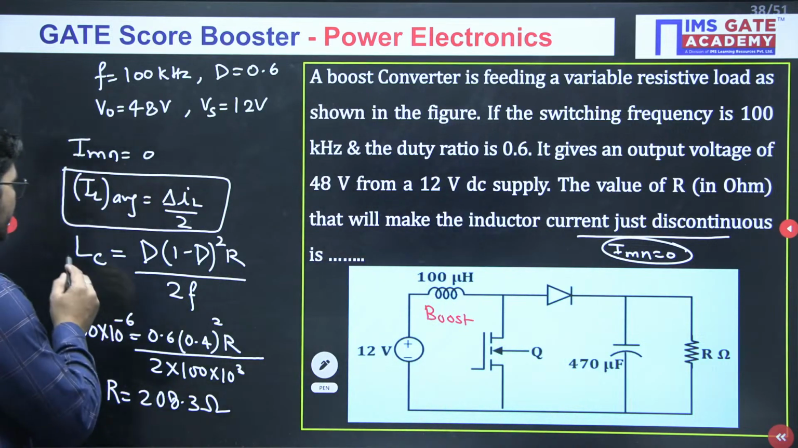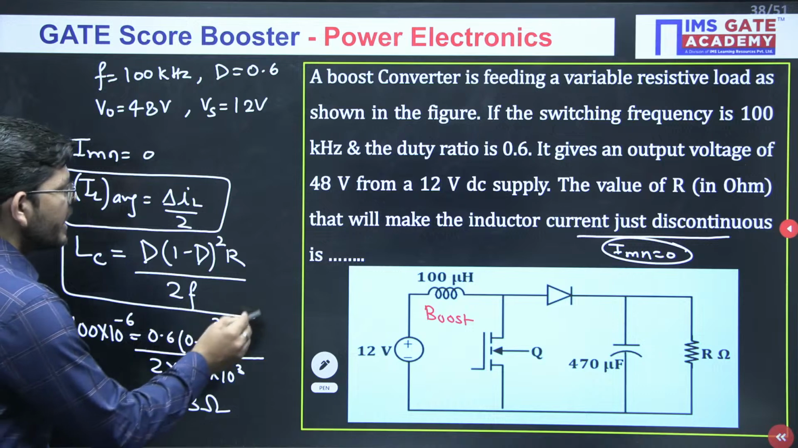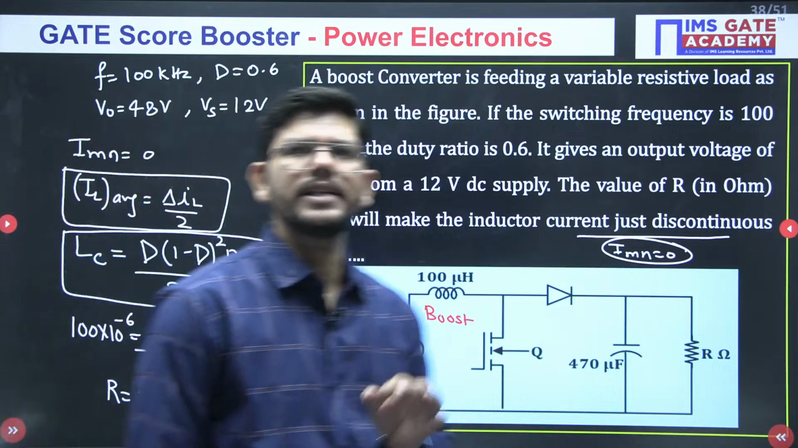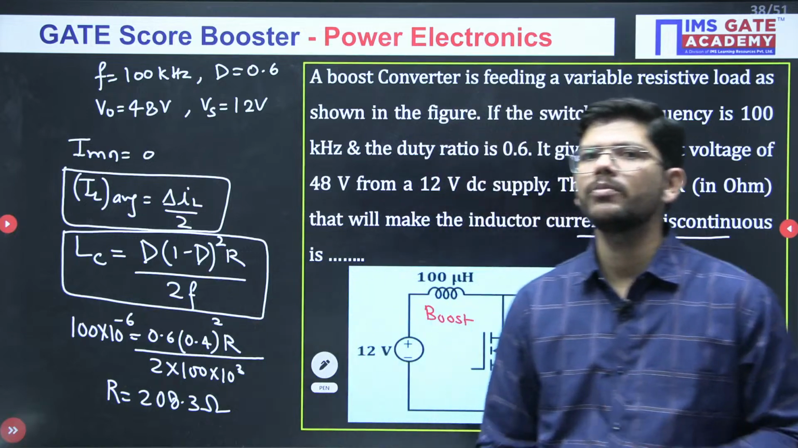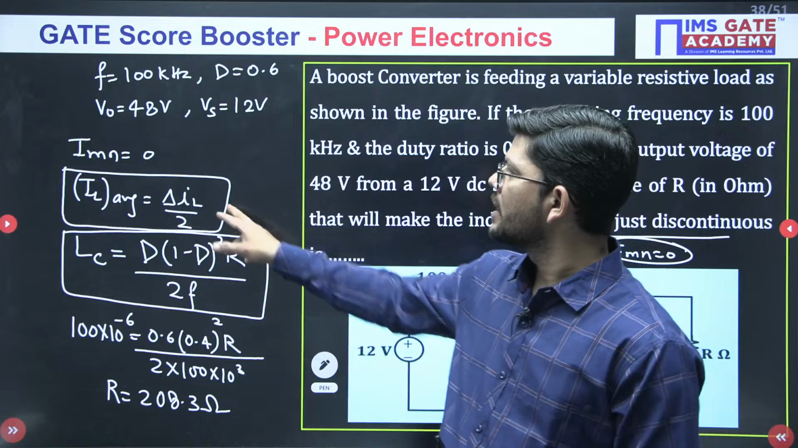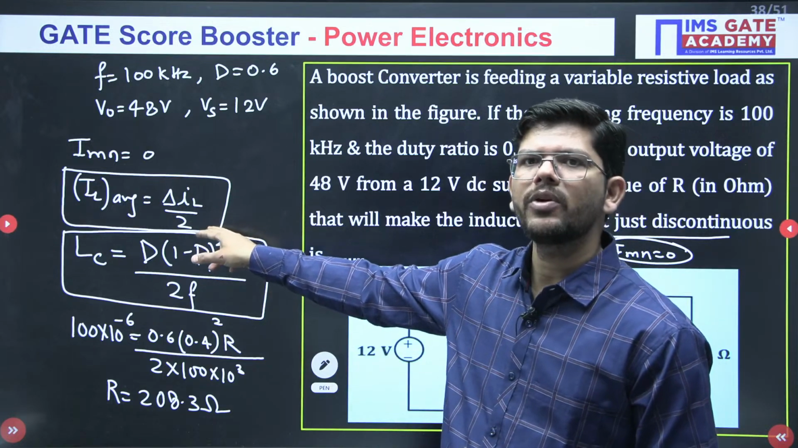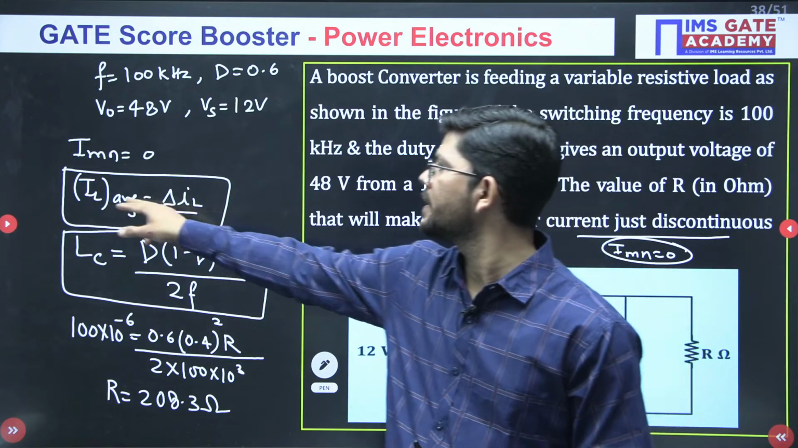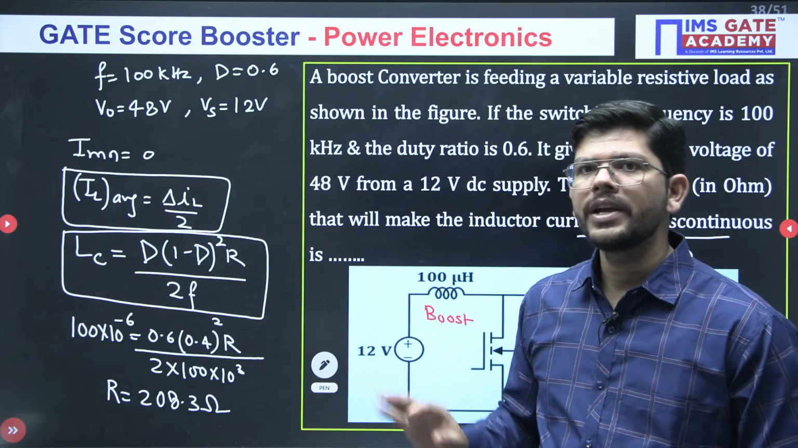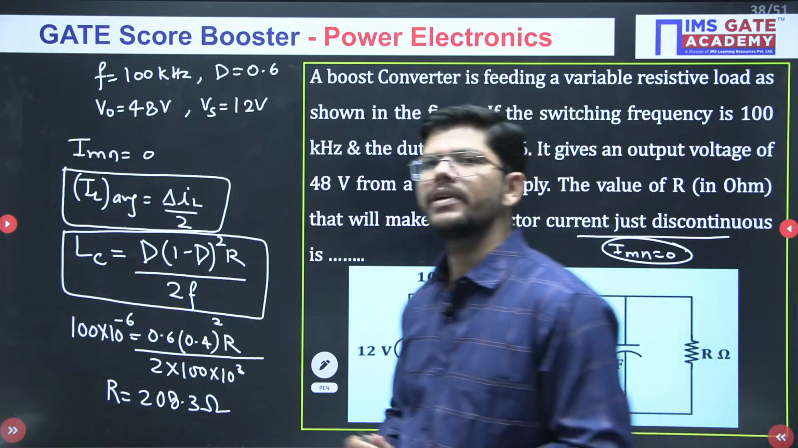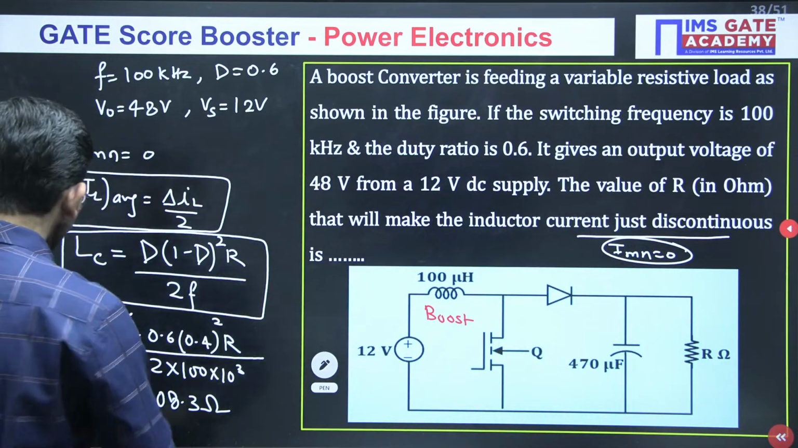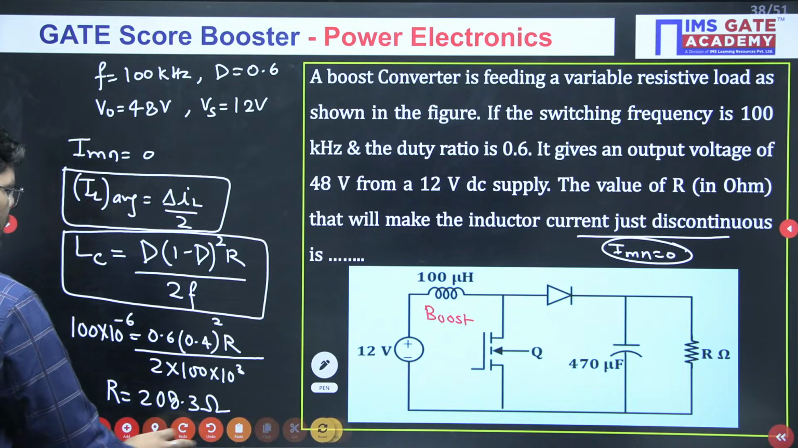So these expressions of critical inductance are very important for us. If you are able to memorize, that's absolutely fine. If you are not able to memorize, you can immediately derive it. It will only take 30 seconds. This condition you have to apply for each and every converter and put the respective values of IL average and delta IL. You will get the value of LC, and through that, in this question, we can get the value of R as well. I hope this is clear to everyone.